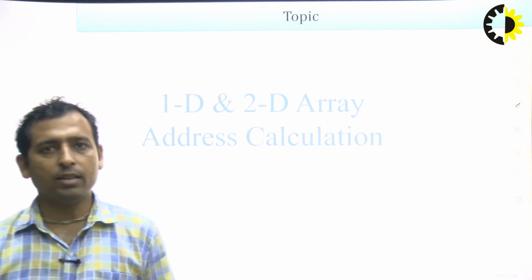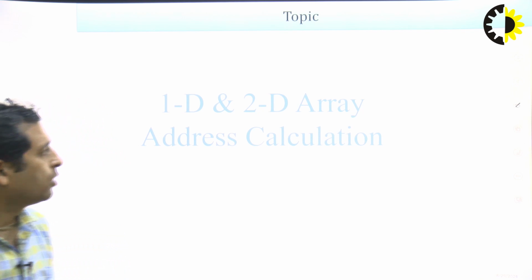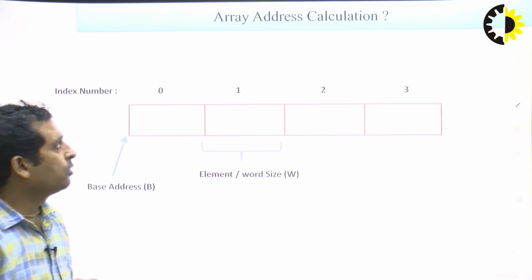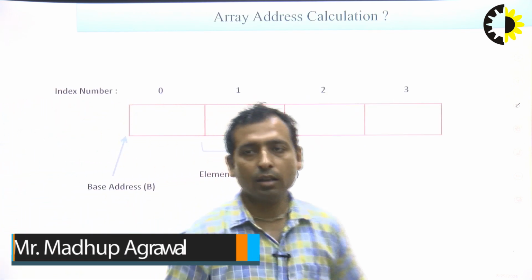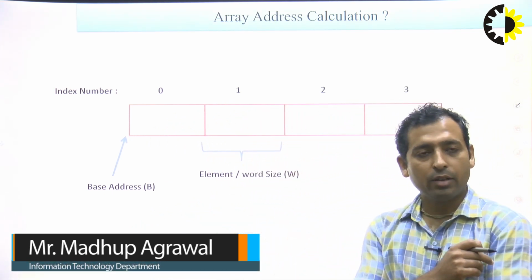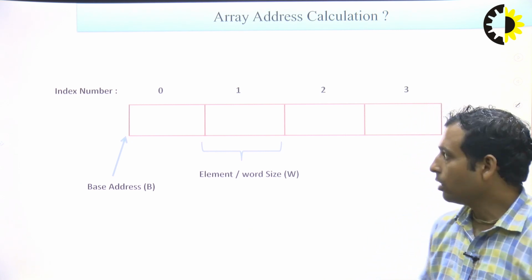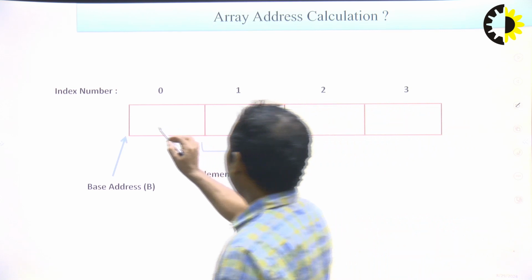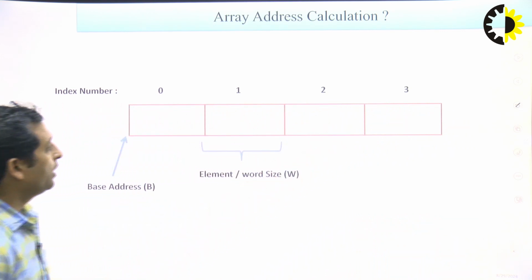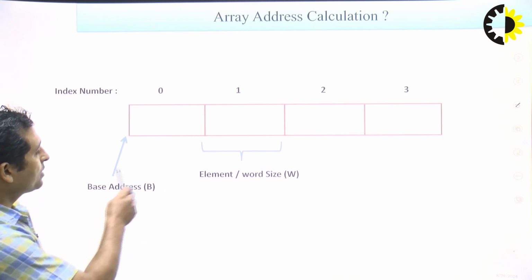Today our topic is 1D and 2D array address calculation. So, first we know what is the address calculation. What is the address calculation? We know the arrays. What is an array? It is a collection of homogeneous data types. So, this is an array, and each array in the memory occupies some addresses.